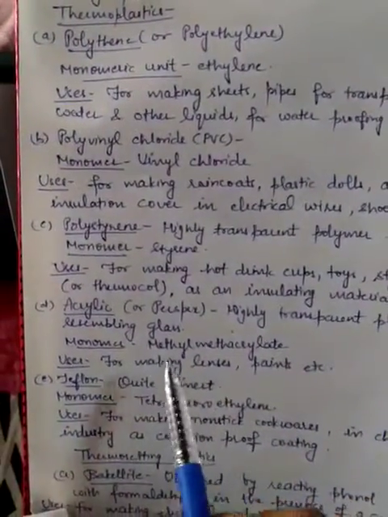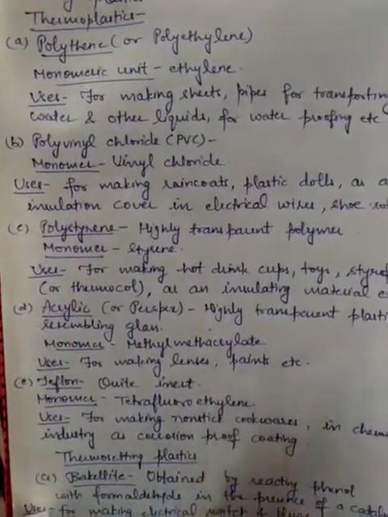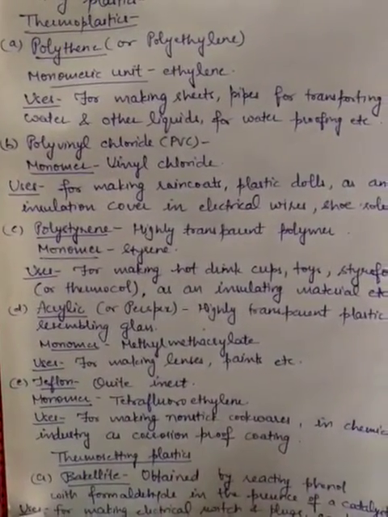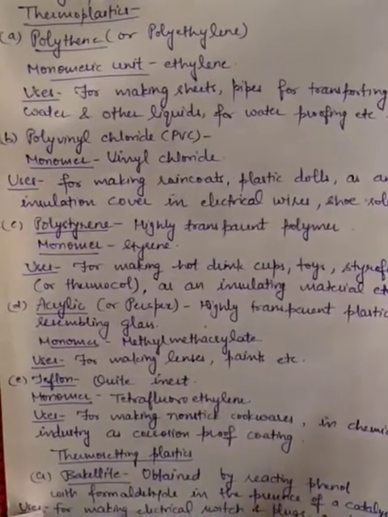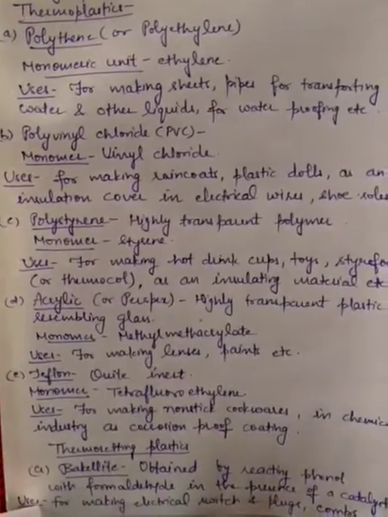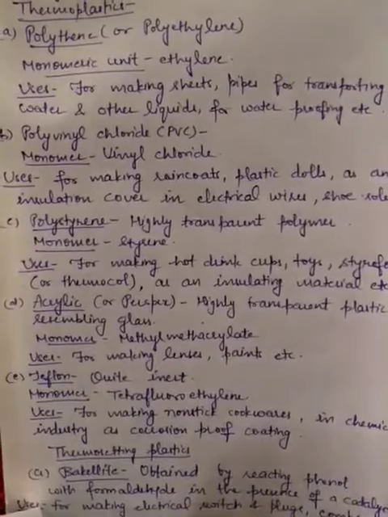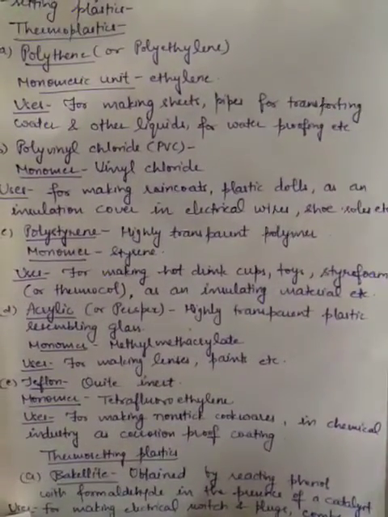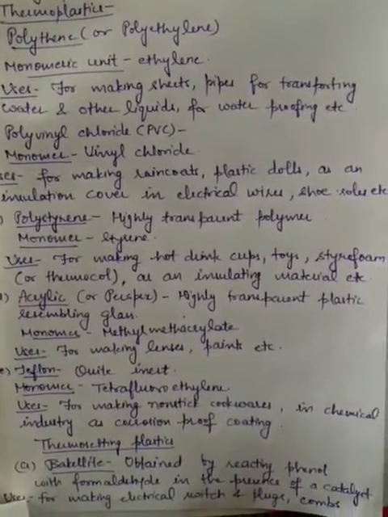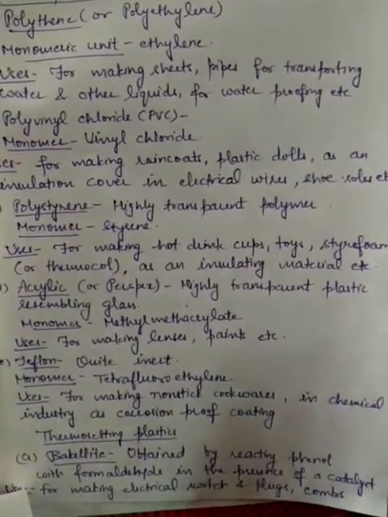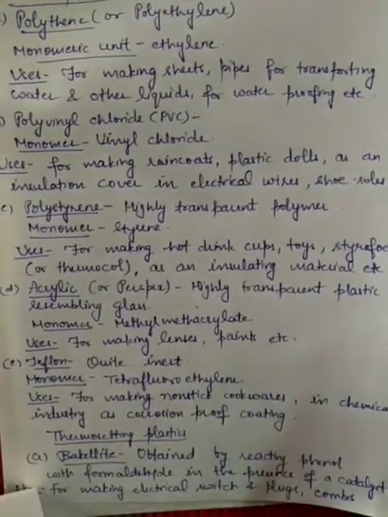The next thermoplastic which I want to describe is Teflon, which is quite inert. What is the meaning of quite inert? It means most chemicals do not affect Teflon, so there is no effect of any chemical on Teflon. What is its monomeric unit? The monomeric unit is tetrafluoroethylene, and it is used for making non-stick cookware and in chemical industries as a corrosion-proof coating. Why a corrosion-proof coating? As I told you, there is no effect of any chemical on Teflon. That's why it is used in chemical industries also.